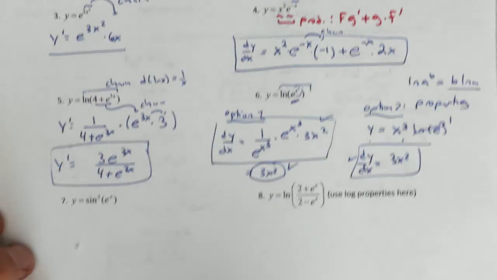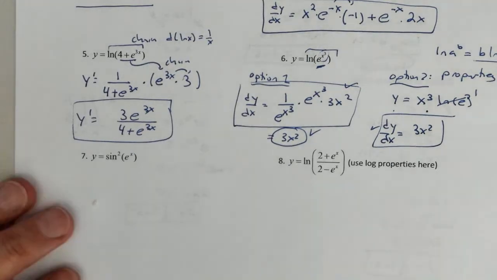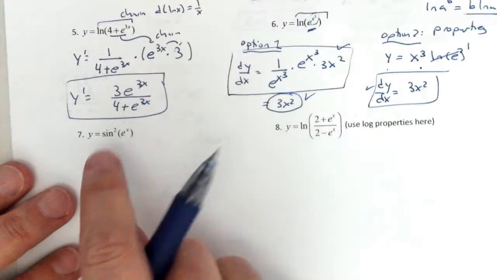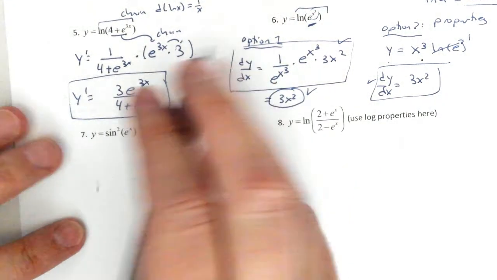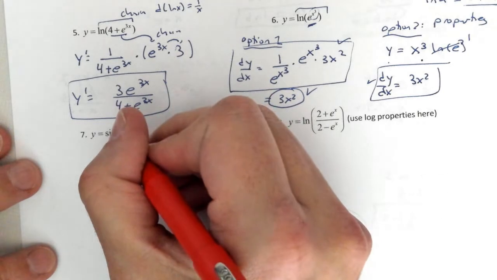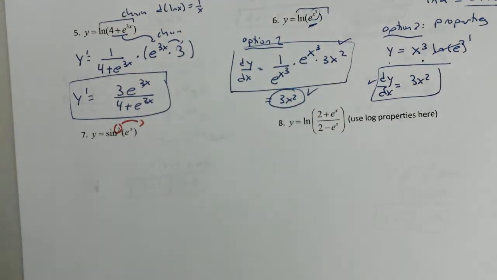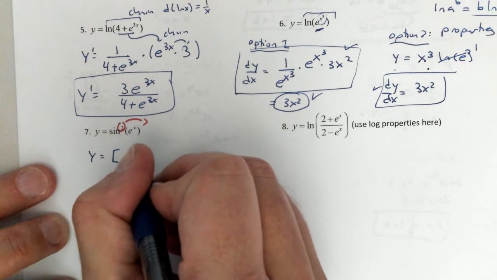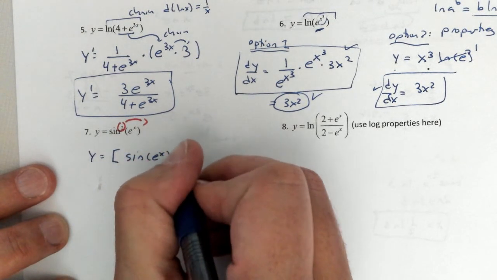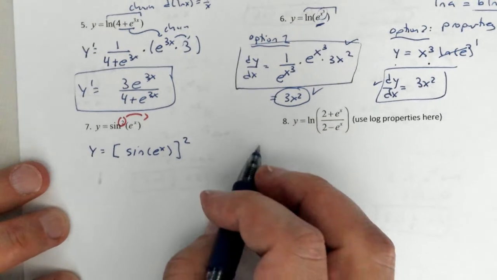All right, number 7. This is the one on the last test and quiz that caused the most trouble. We don't like this power of 2 with sine. Please rewrite that. Don't make that mistake. I'm going to rewrite this as the sine of e to the x, squared.